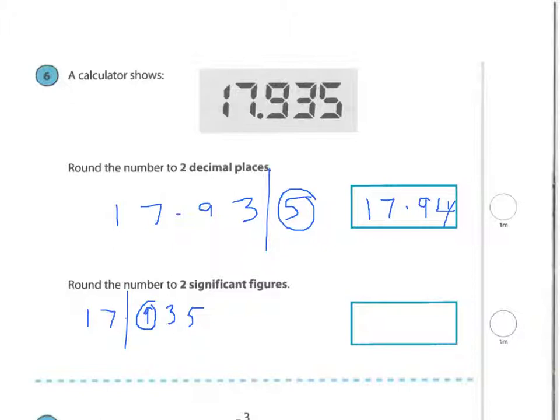That number there, the 9, is bigger than 5. So I do, in fact, round up, making my answer 18.